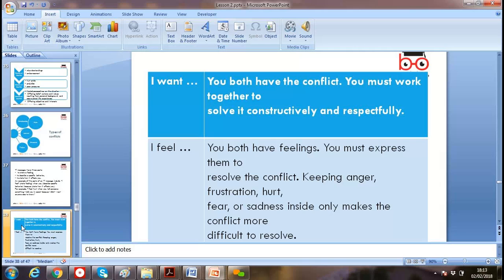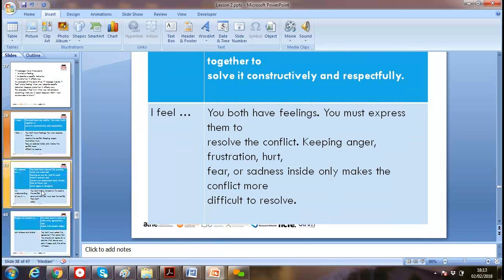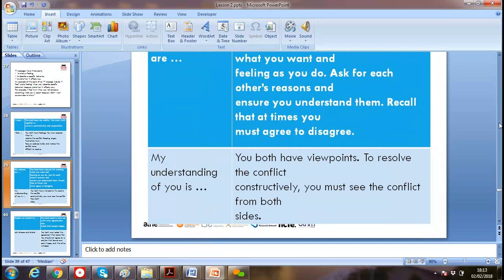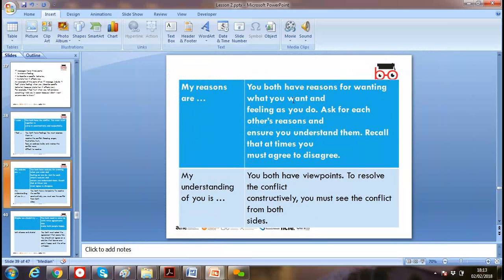So I feel you both have feelings, and you must express them to resolve the conflict. Keeping anger, fear and sadness inside only makes the conflict more difficult, so we need to resolve it. It's a big unit called conflict management. A lot of organizations teach this as a separate unit, covering different conflicts and how we can tackle them in different situations.